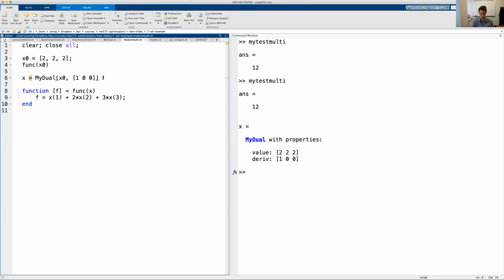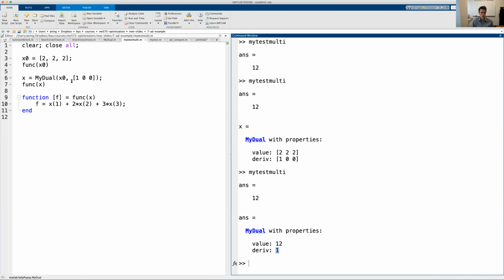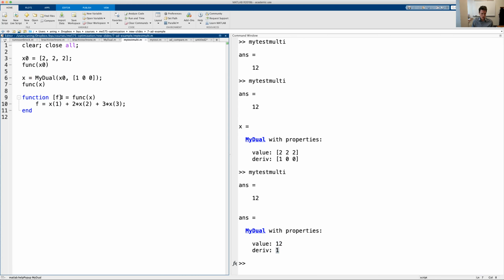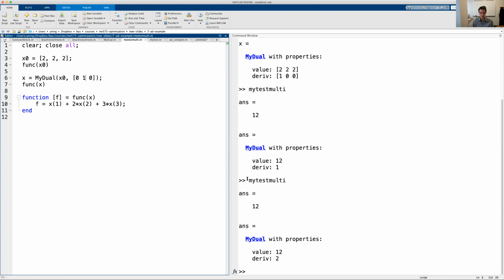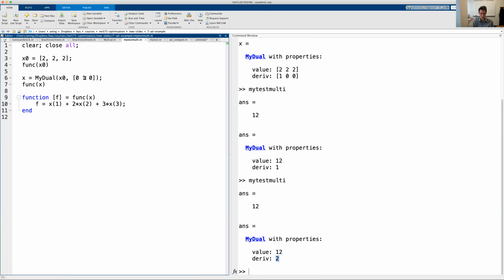I didn't even evaluate it. I just created the dual. I need to evaluate my function. And indeed, it says the value is 12 and the derivative is 1. So if I want the derivative of f with respect to x2, I need to change this input vector to be 0, 1, 0. And indeed, I get the function value 12, and the derivative with respect to x2 is 2, right? This coefficient here. And finally, if I wanted the derivative with respect to x3, I get 3 as expected.